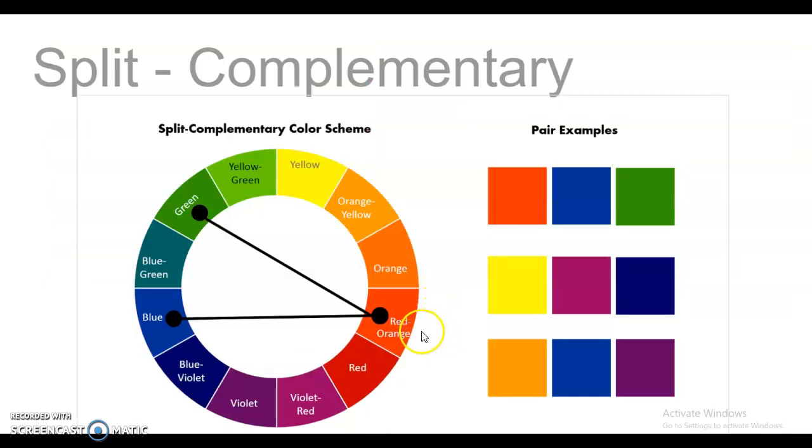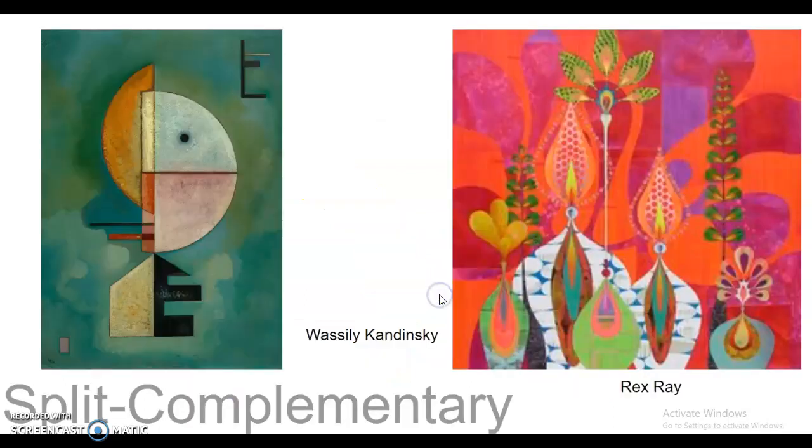Split complementary: instead of going straight across, you're using the 2 neighbors of its complement. So this is called a split complement, and that can be an interesting combination of colors. Here's some examples.